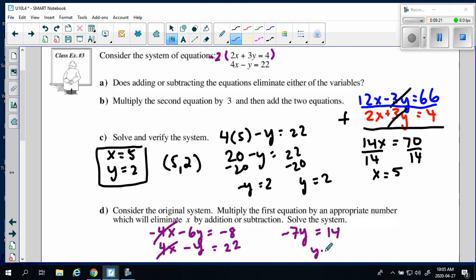And you can see again that y is equal to negative 2, which is exactly the same thing that we found here. Sorry, negative 2, negative 2. So actually, if I take a step back here, yeah.